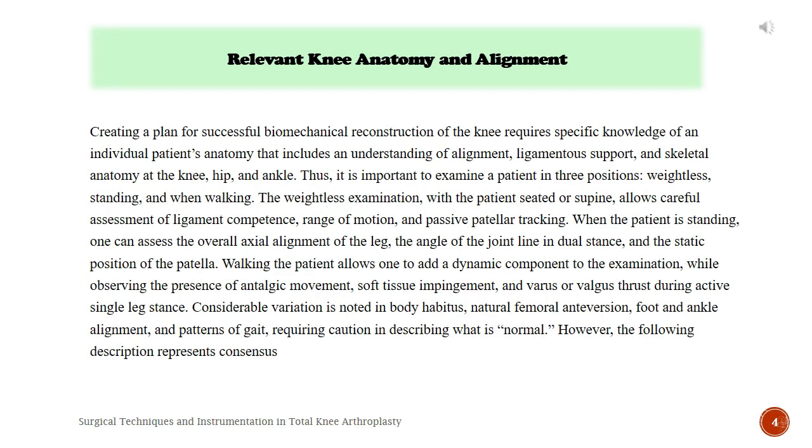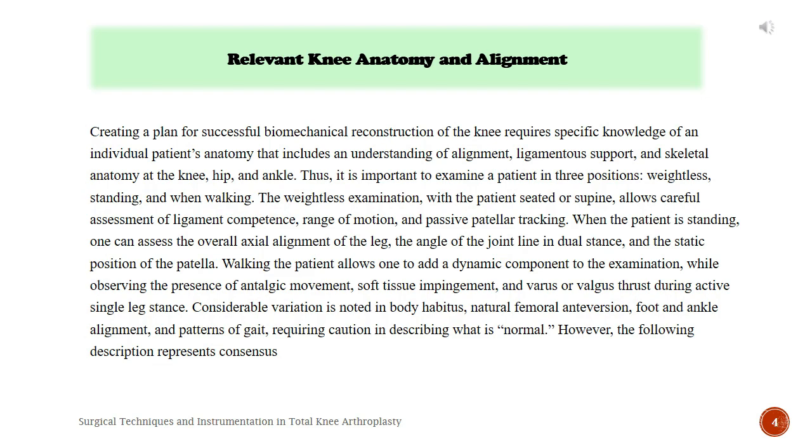Relevant knee anatomy and alignment. Creating a plan for successful biomechanical reconstruction of the knee requires specific knowledge of an individual patient's anatomy that includes an understanding of alignment, ligamentous support, and skeletal anatomy at the knee, hip, and ankle. Thus, it is important to examine a patient in three positions: weightless, standing, and when walking.